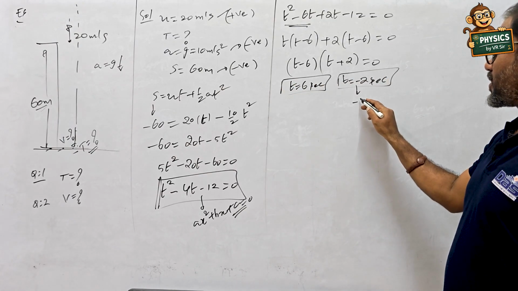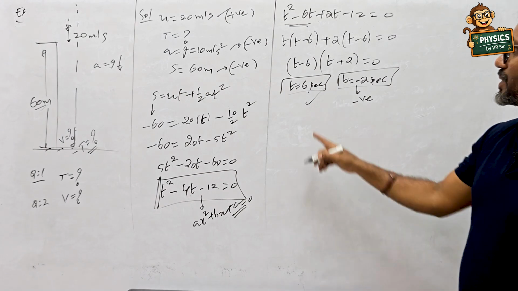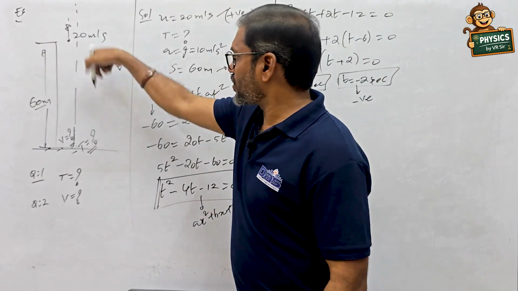So time can never be negative, right? And this we have to take. Okay. Then what is the time taken to reach the ground? Time taken to reach the ground is 6 seconds.